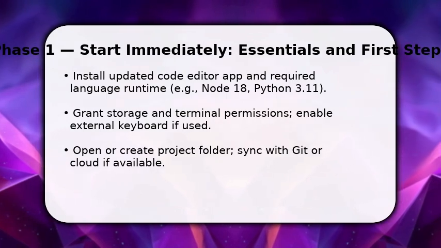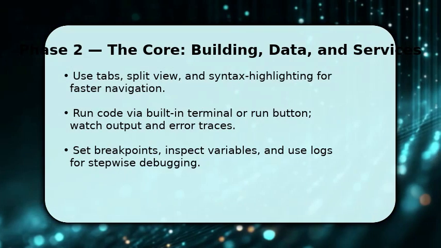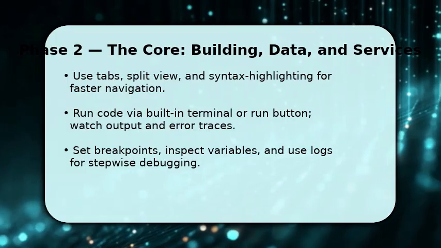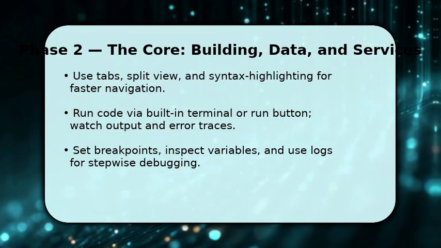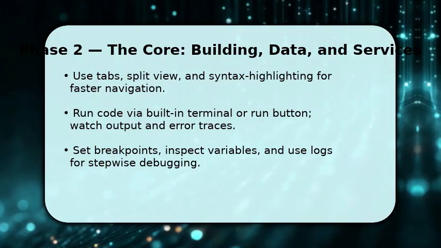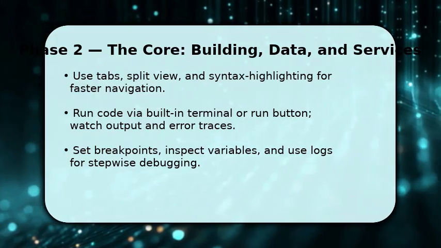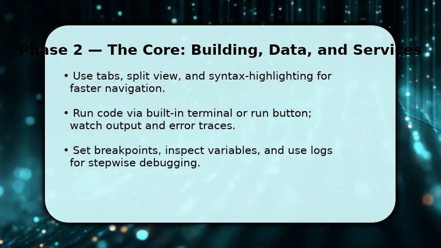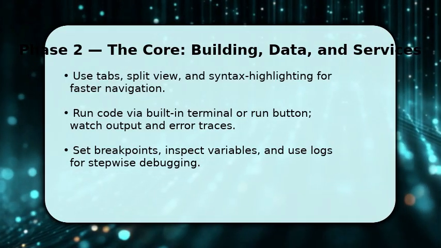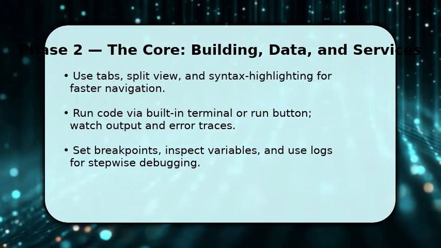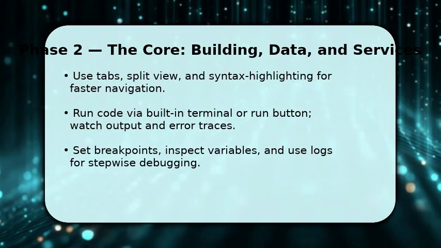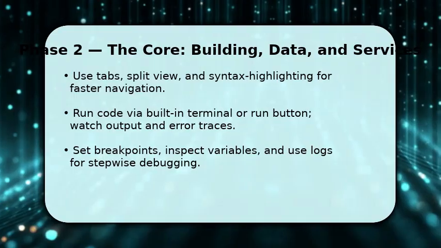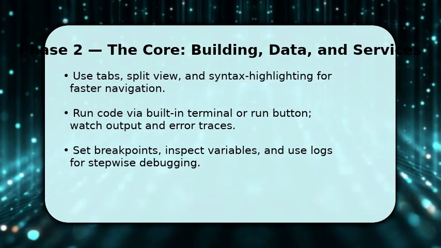You'll edit, run, and debug in sequence to make progress. Start by organizing files with tabs and split view; syntax highlighting and code folding speed up scanning. Then run code using the built-in terminal or the run button and observe output and error traces to pinpoint failures. Once you hit an issue, set breakpoints, step through code, and inspect variables or console logs to confirm state. Make sure to save frequently and use lint warnings to prevent common mistakes as you iterate.